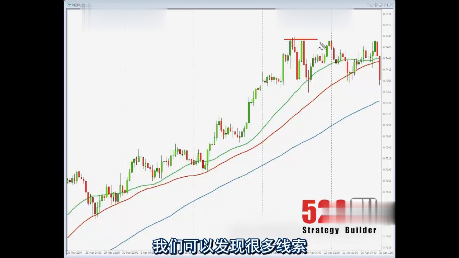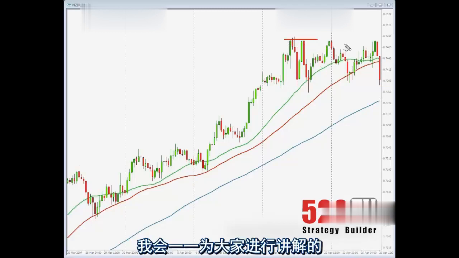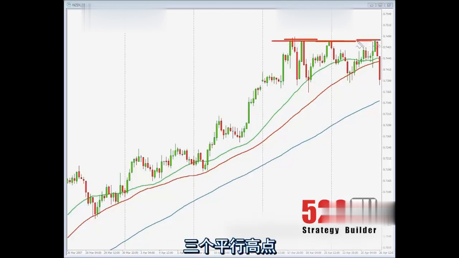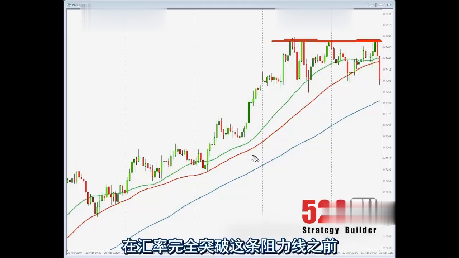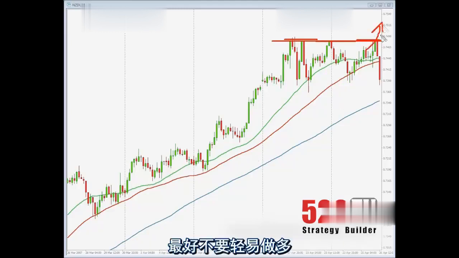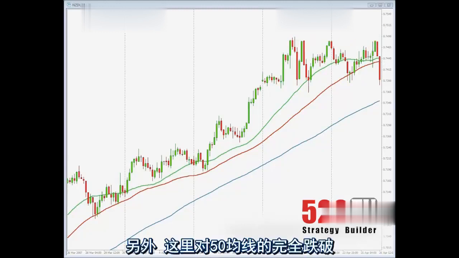Actually, we have many clues. I will go through all of them in detail. Triple top, we just cannot breach this level. We definitely don't want to enter long until we breach that level to the upside. Moreover, breakout of the 50, guys.